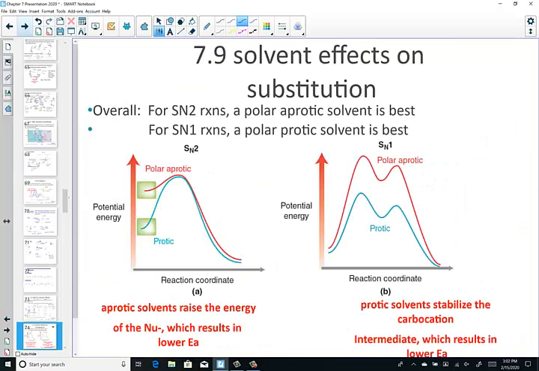So for SN2 reactions, polar aprotic. For SN1 reactions, polar protic solvents are best. And for SN1 E1 reactions, remember that these are the nucleophiles or the bases directly, and that process is known as solvolysis.